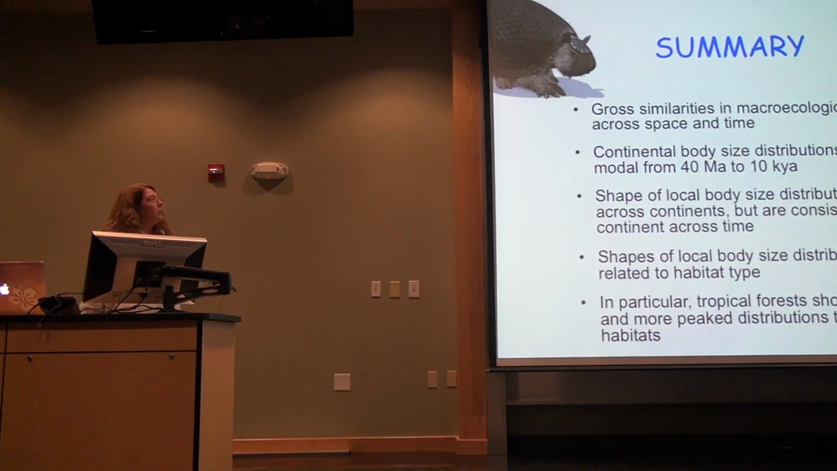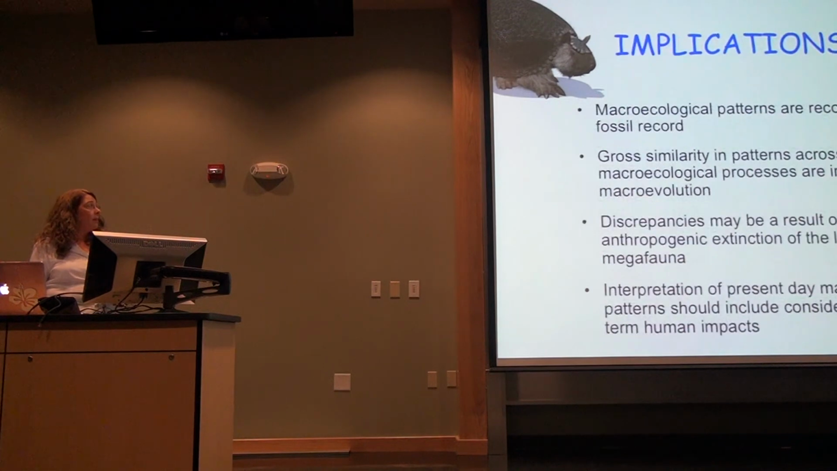So there are gross similarities in these macroecological patterns across space and time. Continental body size distributions have been bimodal for the last 40 million years, up until the end Pleistocene extinction. Shapes of local body size distributions differ across continents, but they're consistent within a continent across time. Shapes of local body size distributions seem to be related to habitat type, and in particular, tropical forests are showing more variation and more peaked distributions than other habitats.